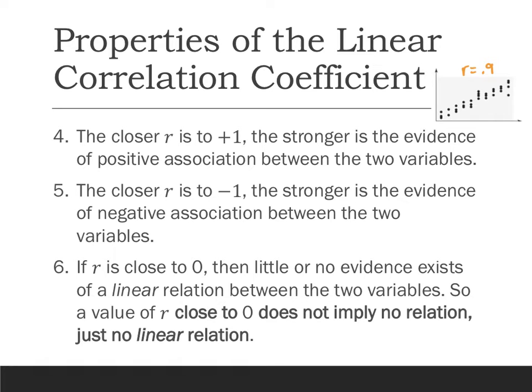Similarly, the closer our R value is to -1, we've got stronger evidence saying that there's a negative association between the two variables. And so there's an example of a negative relationship. And again, in this case, this one's not quite as strong, but maybe R is -0.7. I'm just taking a guess of what it might be.